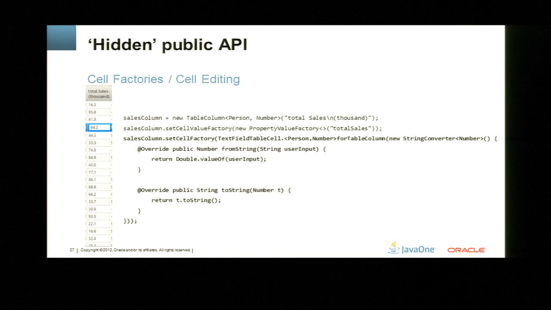And we're saying that this is once again for a table column. But because we're dealing with numbers and the user's typing in as a string, we need to provide a string converter. And the string converter is quite simple. It's got two methods, a from string and a to string. The one we care about really is the from string, so that when the user types in a new number, and they press enter, from string will be called to return a double.